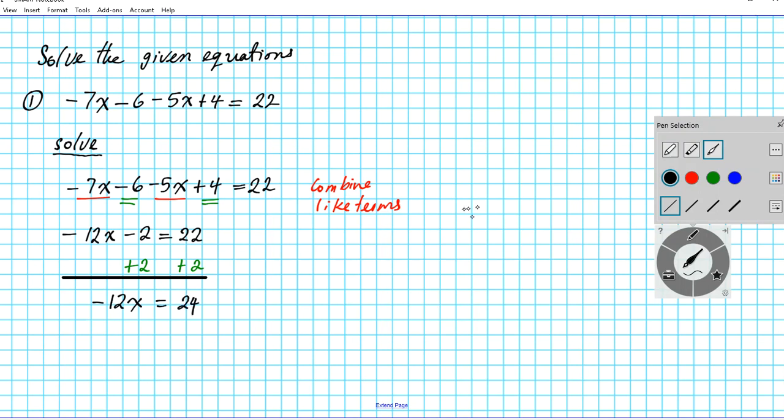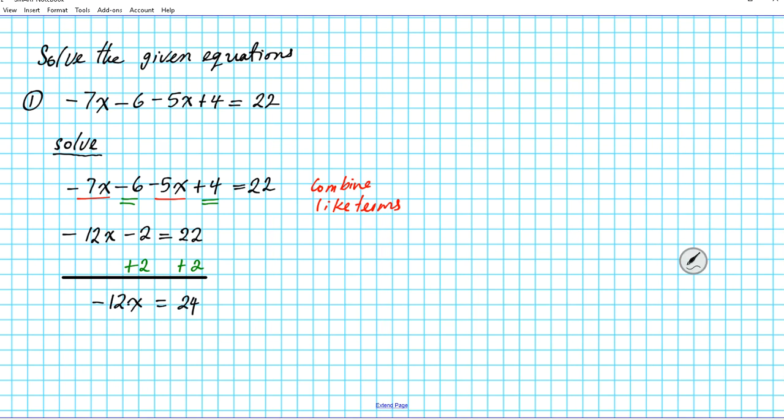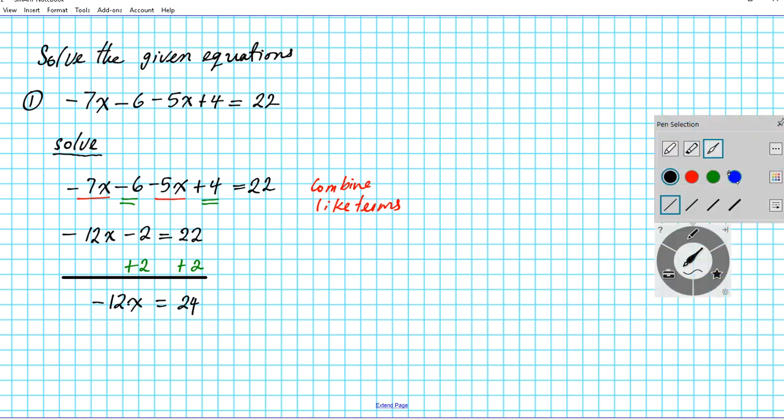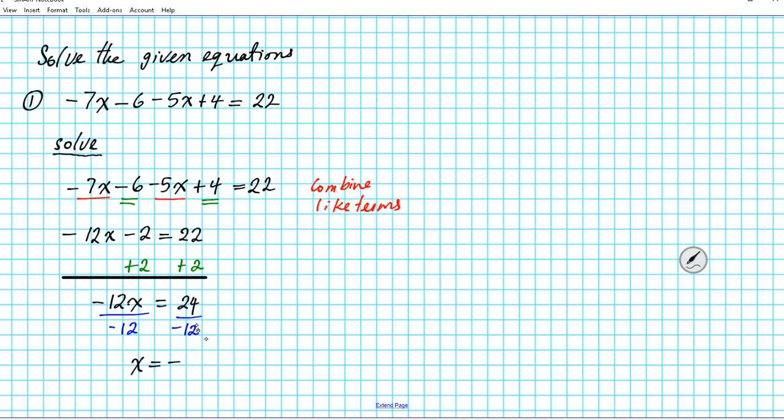Now to finish this off, you notice that negative 12 has been multiplied by x, right? So to undo multiplication, you use its inverse, which is division. So we divide by the coefficient, which is negative 12. Apply that to both sides, and that will give us our final answer, okay? So negative 12x over negative 12 is going to leave us with x equals. Now when you divide a positive and negative number, you end up with negative. 24 divided by 12 is 2. Okay, so there goes the answer to the first question.